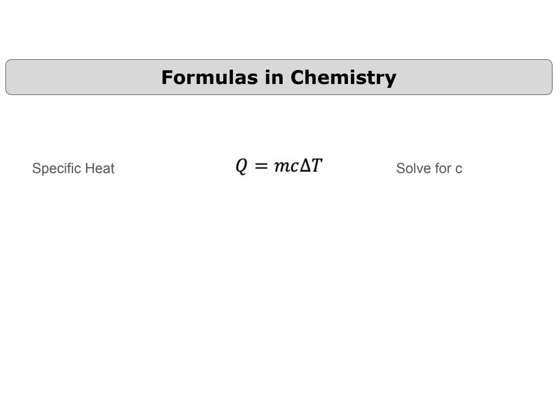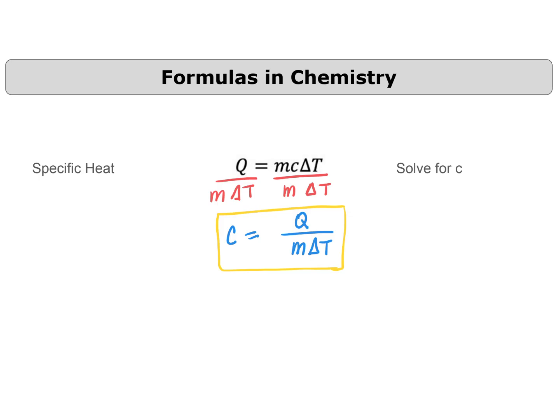Here we have the specific heat formula, where Q is the amount of heat, M is the mass, C is the specific heat, and we have delta T, so change in temperature. So if we want to solve for C, the specific heat, we would divide by mass and the change in temperature on both sides of the equal sign. So that would give us C is equal to Q over M, and then change in temperature, or delta T.